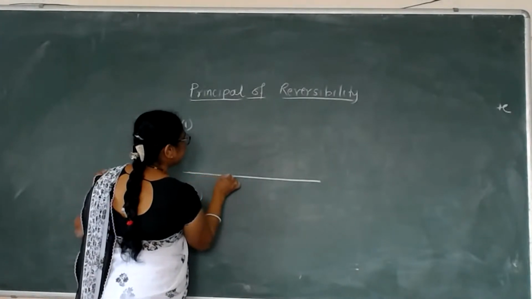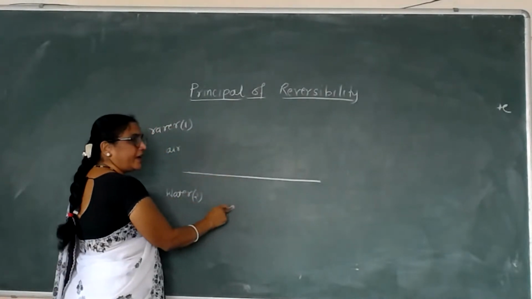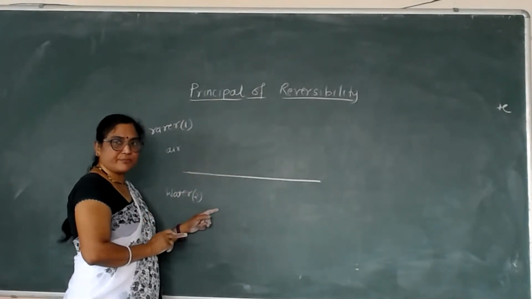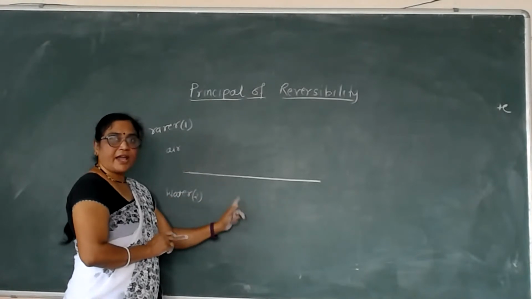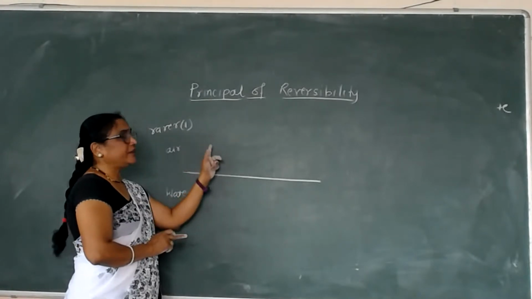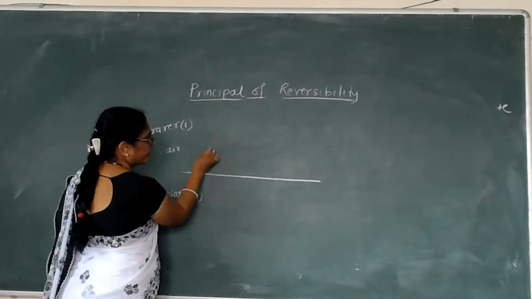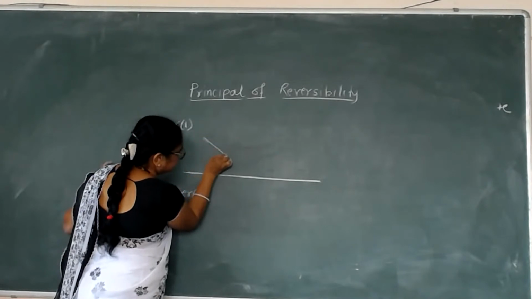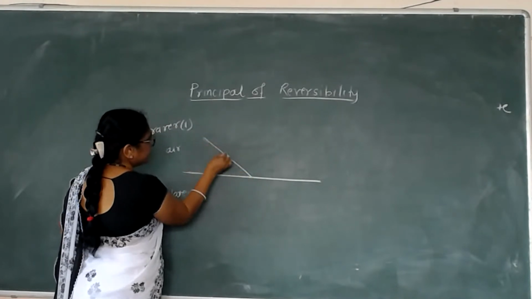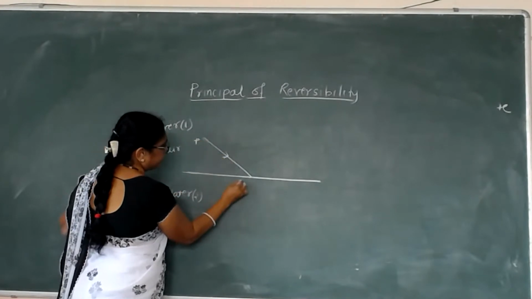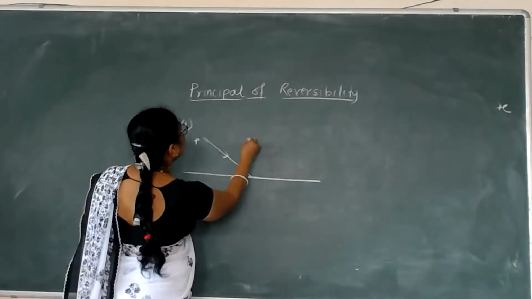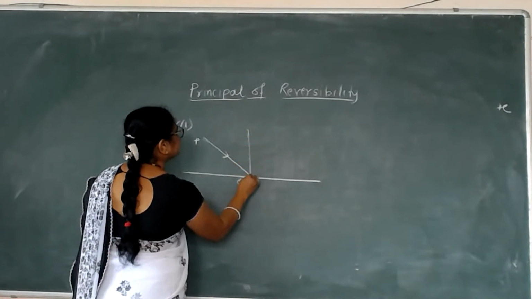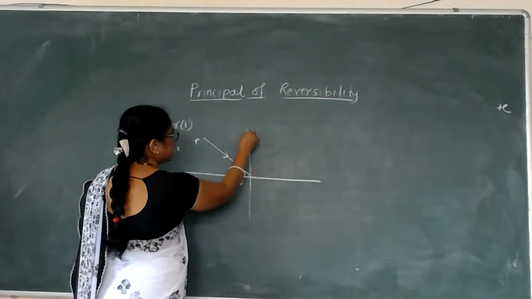Take a ray of light which is incident obliquely. For the normal ray, Snell's law is not applicable. For the normal ray, refraction is not possible because the angle of incidence is 0 and the angle of refraction is also 0. So take the incident ray obliquely. Suppose this is an incident ray. Draw a normal at the point of incidence. This ray is known as the normal ray.